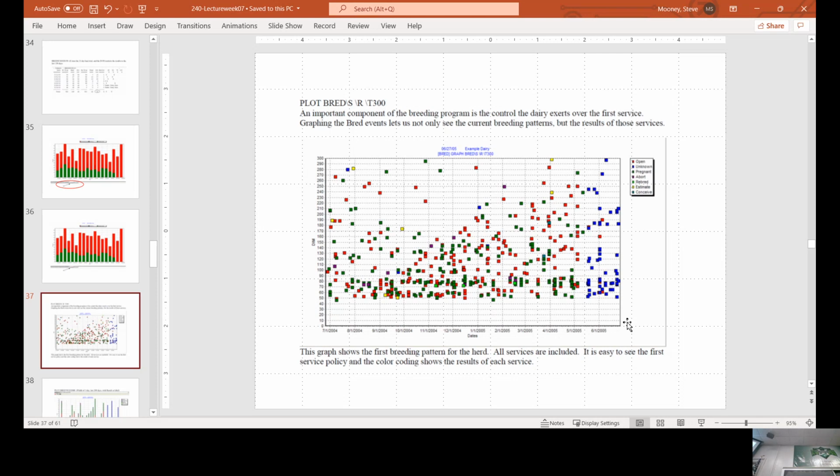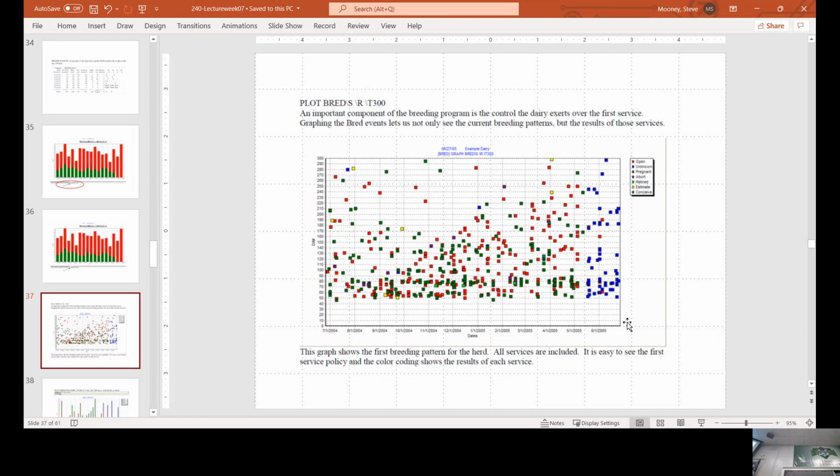So plot last 300 days. Animals that were bred on a specific day, what happened to them? So what do we have over here? Animals that have not been confirmed pregnant yet, right? So it's unknown where they are as we work our way through. By days in milk, what day of milk they were.